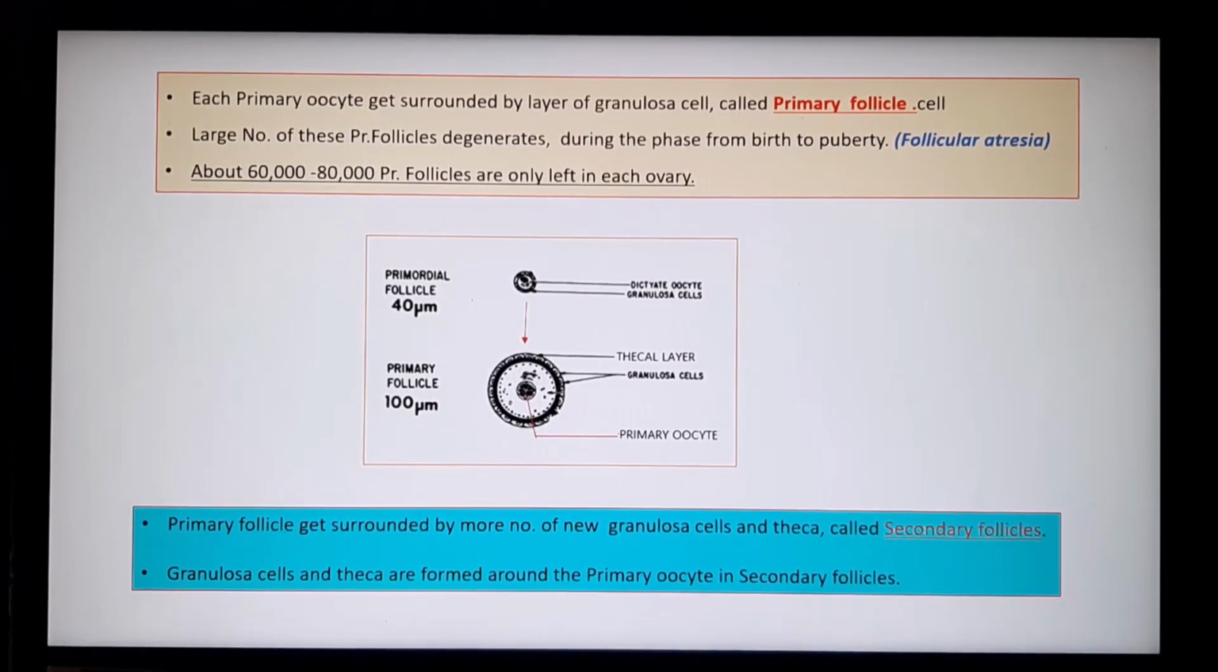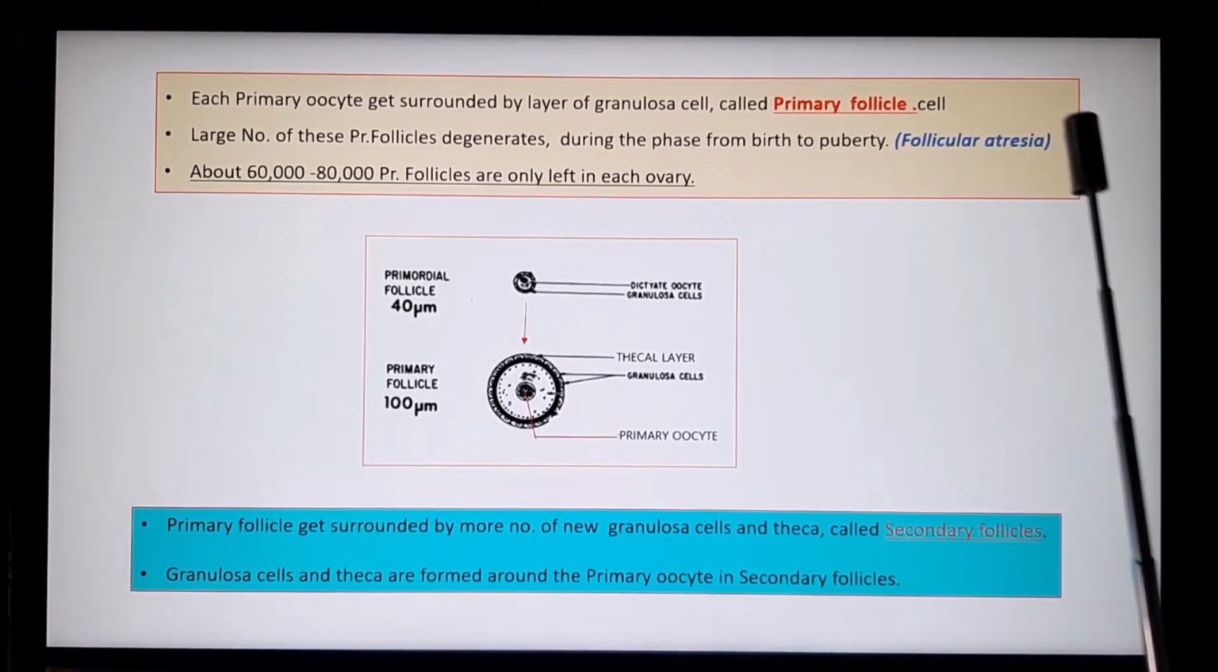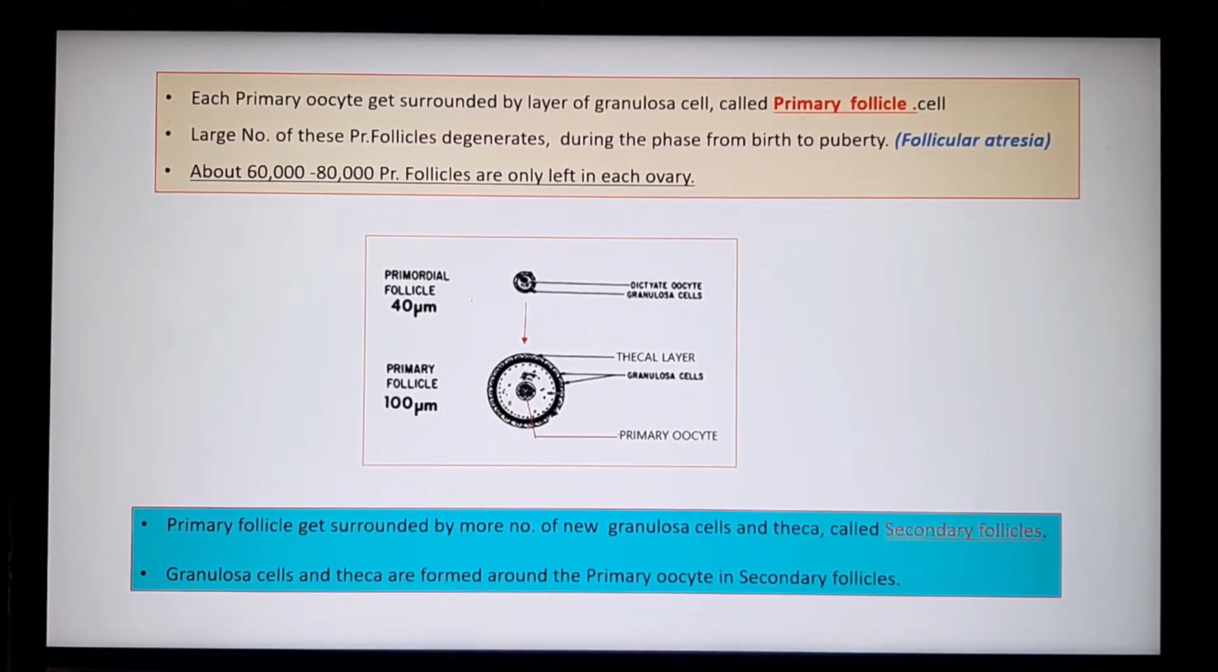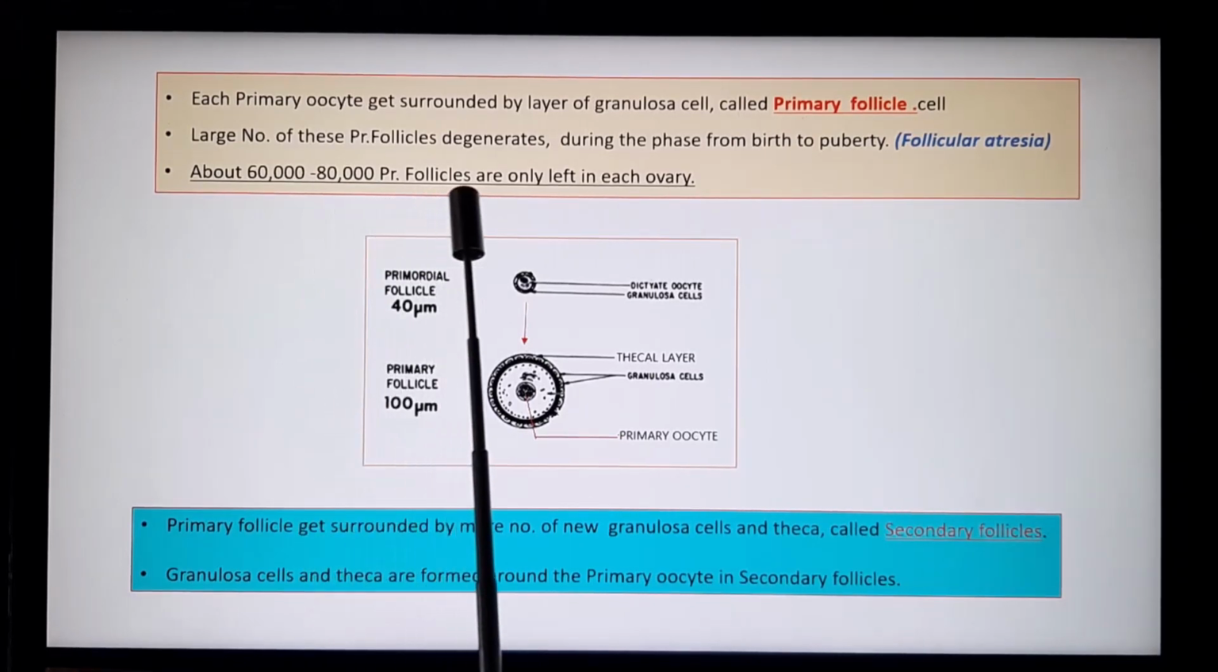Now, each primary oocyte gets surrounded by a layer of granulosa cells, which is called a primary follicle. A large number of these primary follicles degenerate during the phase from birth to puberty, and this phenomenon is called follicular atresia. About 60,000 to 80,000 primary follicles are only left in each ovary.